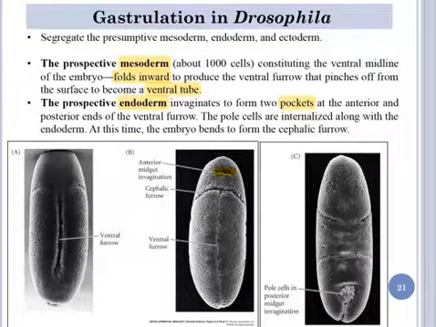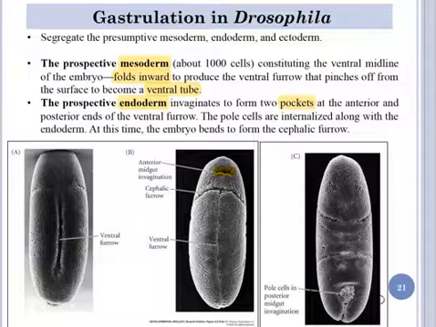If we turn this embryo from the ventral side, on the other side we see the dorsal side. Ventrally we can see the anterior invagination, the anterior pocket, and a bit dorsally we can see another pocket, at the posterior end. Through this pocket cells will invaginate.